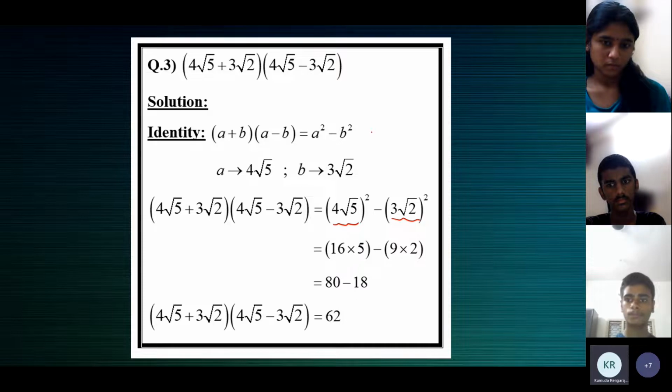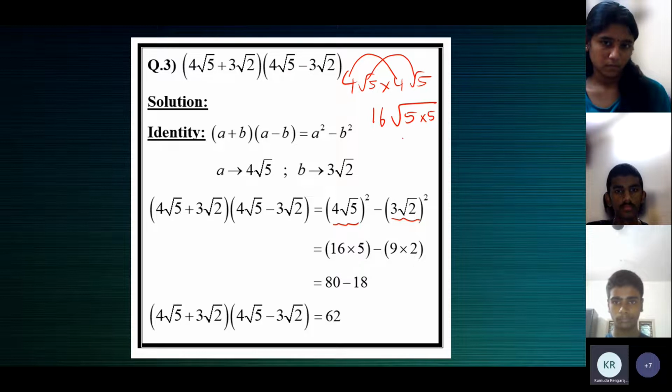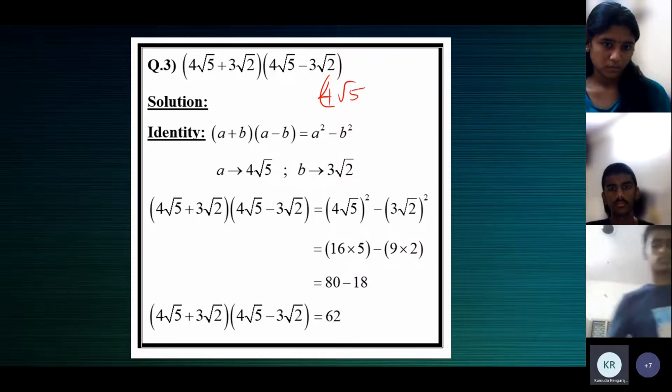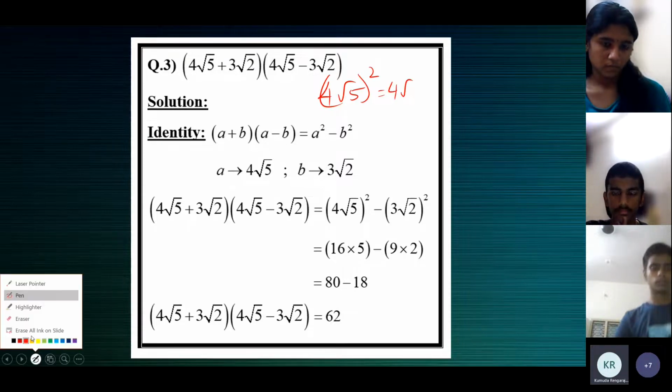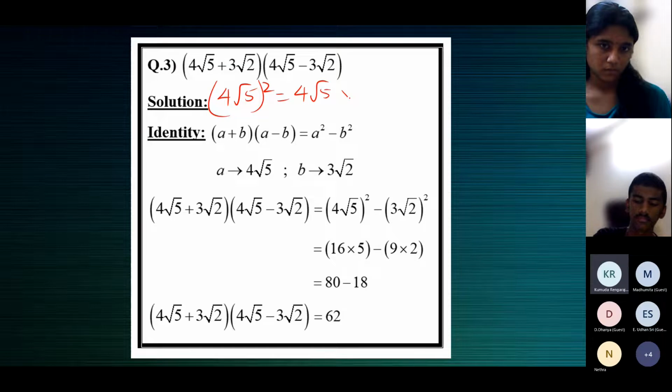Now how do you simplify this? 4 root 5 the whole square means 4 root 5 into 4 root 5. 4 into 4 is 16. Root 5 into root 5 is root of 5 into 5. You don't have to show these steps. You can directly write the answer. I'm just telling you. So I'll come from the beginning. When it is 4 root 5 the whole square, it means it's 4 root 5 into 4 root 5.